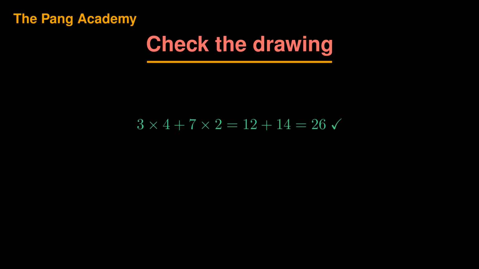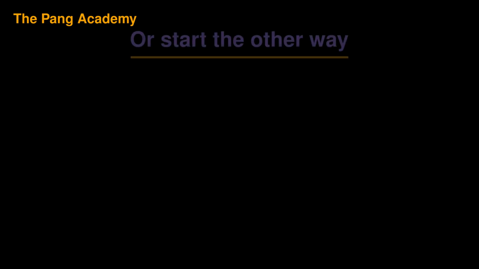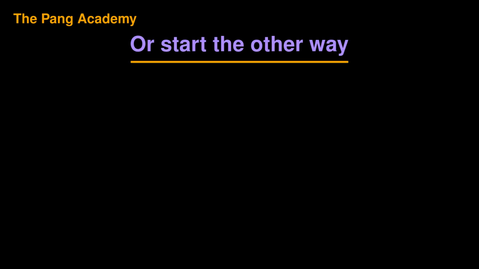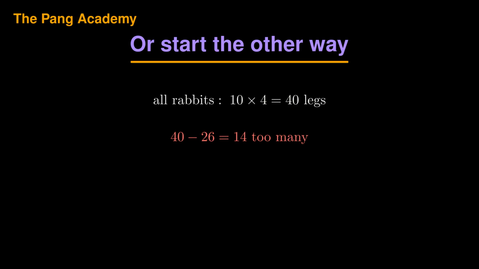The drawing was right. You could just as well start the opposite way. Pretend all 10 are rabbits, 4 legs each, 40 legs. That is 14 too many now. Each chicken has 2 fewer legs, so 14 over 2 is 7 chickens. 7 chickens and 3 rabbits, the very same answer, reached from the opposite end of the problem. Either simple case works perfectly, as long as you measure the gap honestly and fix it by the per-animal difference of 2 legs. Pick whichever start feels easier.